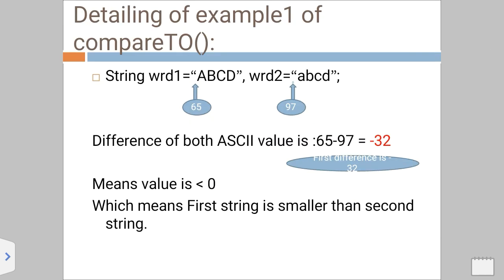See, with the help of images, I want to tell you what I have told you earlier. The same thing I had written here. WRD1 ABCD, WRD2 ABCD. First one is capital, another one is small. Capital A starts with 65, small starts with 97. The difference of both ASCII values is 65 minus 97, which is minus 32. The first difference we are getting is minus 32, a negative value, which means the first one is smaller than the second string.